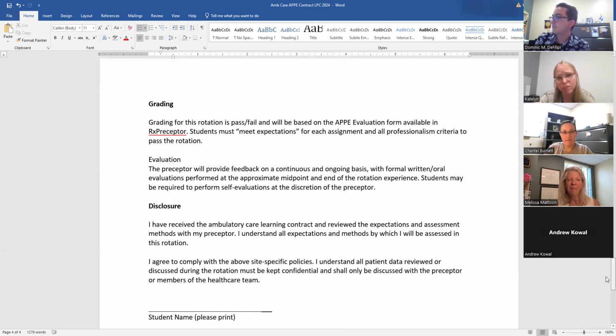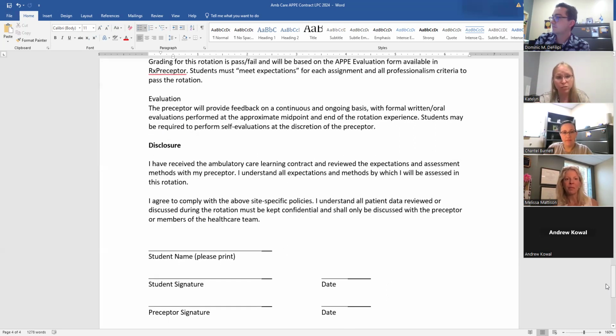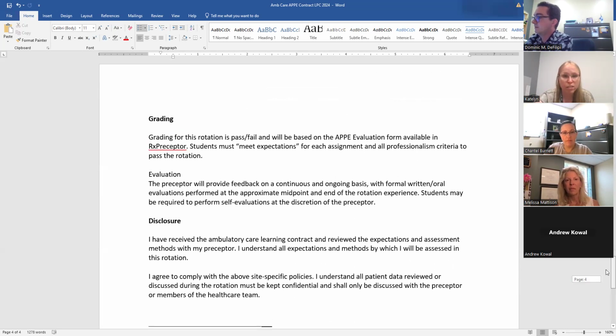And then the last part of this is just acknowledging that I've reviewed this, I know what the expectations are and how I will be assessed, that I agree to comply with the site-specific policies, and that all patient info is confidential. And they sign it, I sign it, and I ask if they have questions. But this helps me to tailor things to my rotation because the syllabus is so broad. This is my supplement, what I expect from the students.